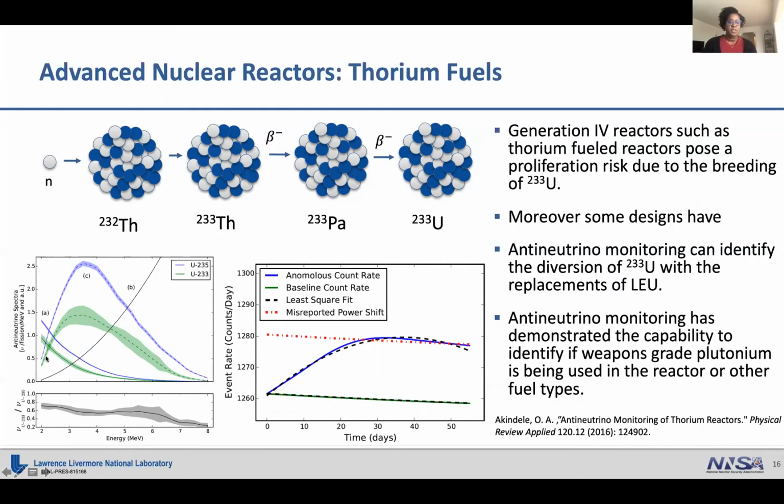And so we demonstrated that the antineutrino spectra for uranium-233 is significantly distinct from that of uranium-235, such that if you were to look at the count rate as a function of time, and then you had some sort of anomalous event where material is being removed during an online refueling cycle, you would actually see a pretty significant distortion in the event count rate. So this is, again, a way that you can actually apply antineutrino monitoring for the next generation of nuclear reactors.